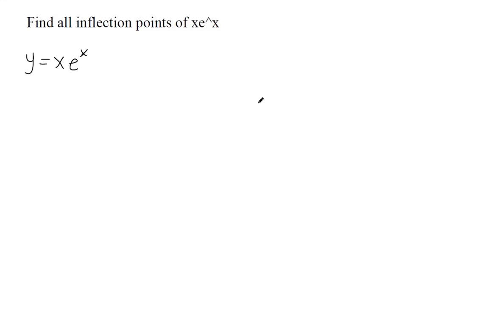Inflection points are where we change concavity. So inflection points are where we switch from being concave down to being concave up. Okay, concavity, it's about the second derivative.